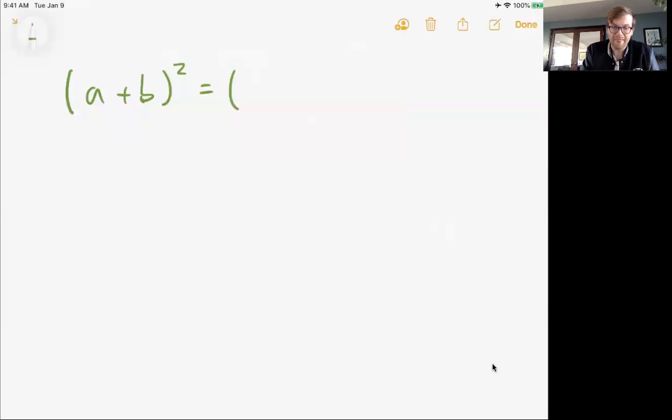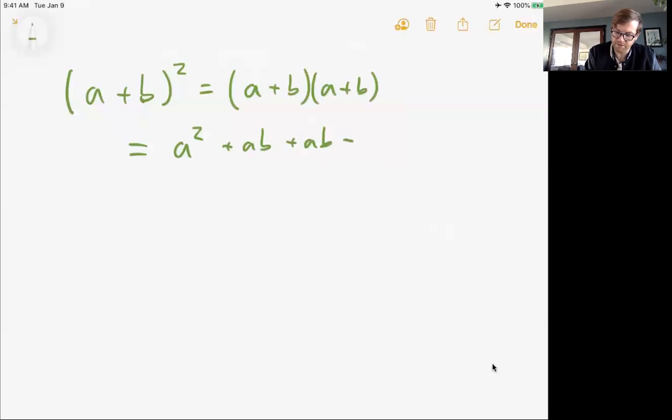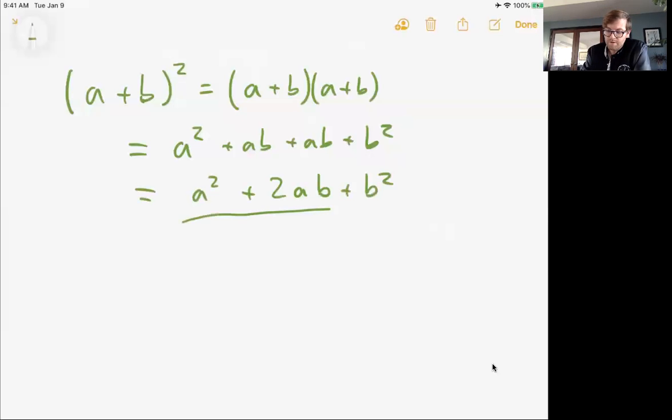So remember, that thing is squared. That means that the group is squared. That means it's (a plus b) times (a plus b). It's binomial expansion. So that's going to be a squared plus ab plus ab plus b squared. And again, we can combine those middle terms, but it becomes a squared plus 2ab plus b squared.